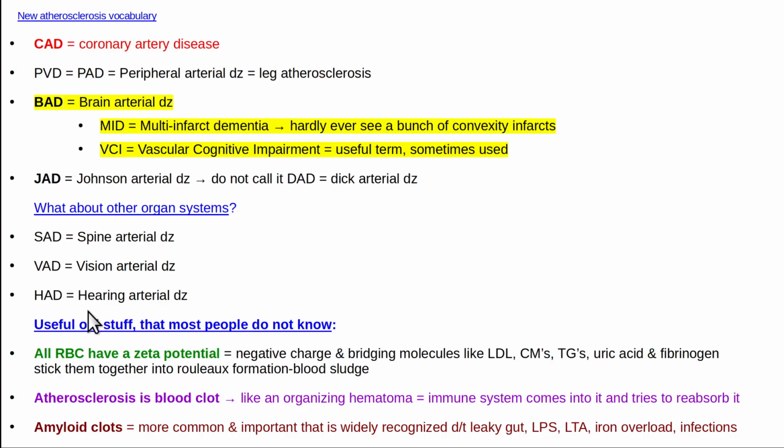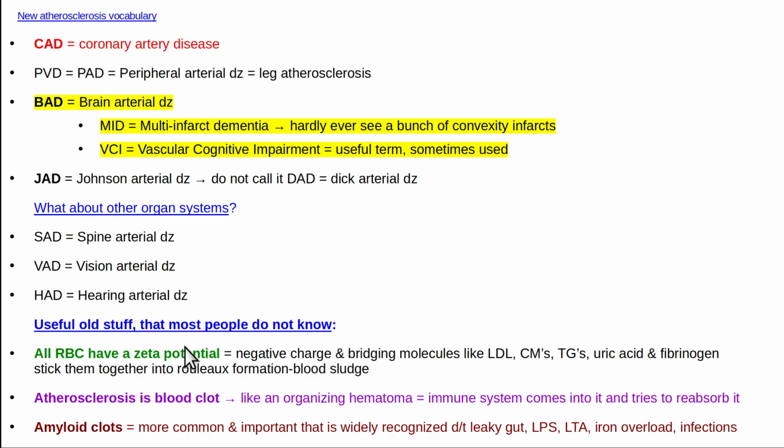HAD, hearing arterial disease. We didn't want to go with the E, so hearing arterial disease works. Lots of people go deaf from that. Some of it is ischemia, lack of blood flow to the hearing apparatus, the nerve or parts of the brain, and some is chronic trauma from working around loud noises.